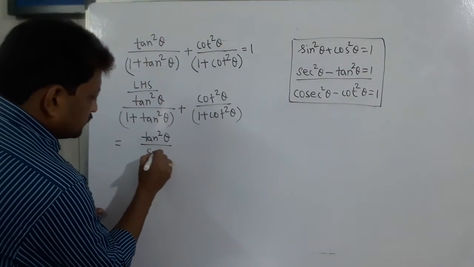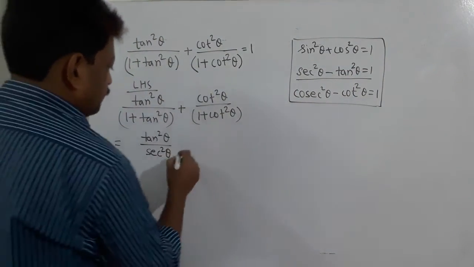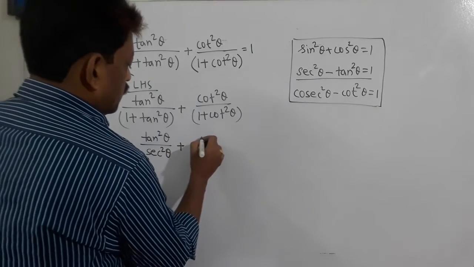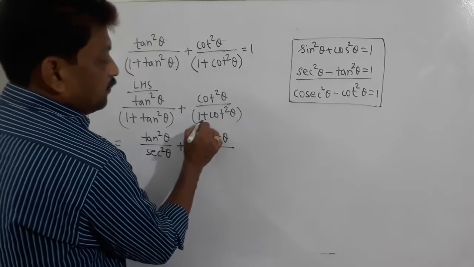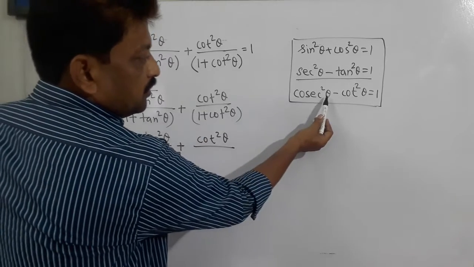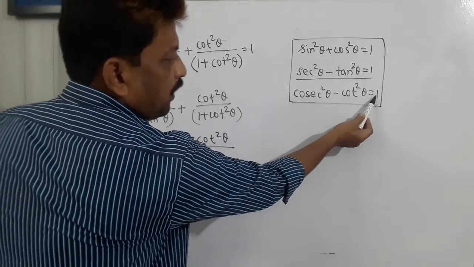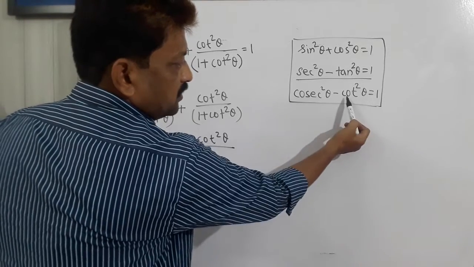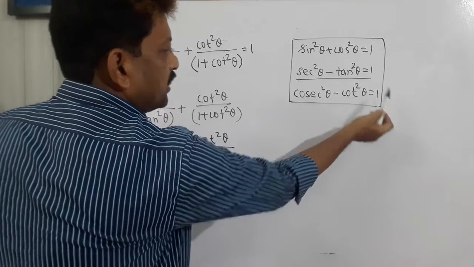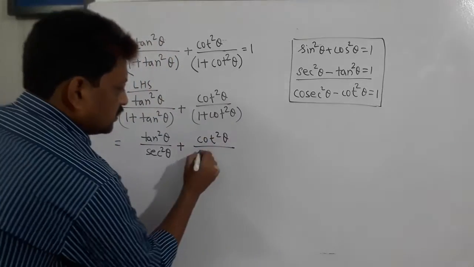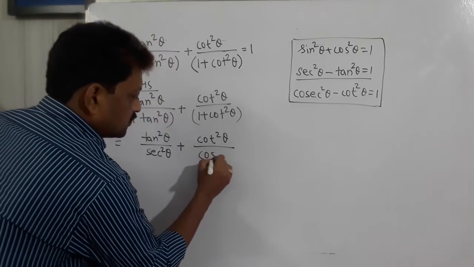So here I can write sec square theta, plus cot square theta, keep it as it is, and 1 plus cot square theta. From here cosec square theta equals 1 plus cot square theta. This cot square theta will go to the right hand side and it will become plus. So 1 plus cot square theta is cosec square theta. So here I can write cosec square theta.